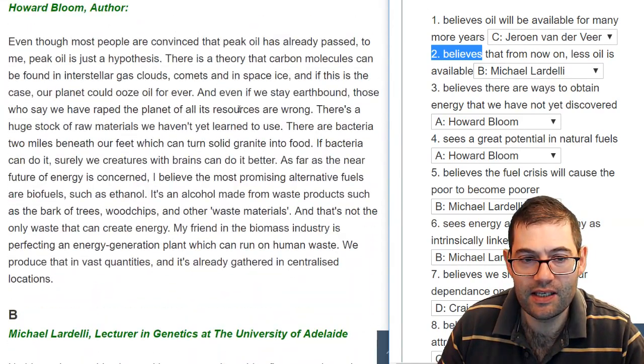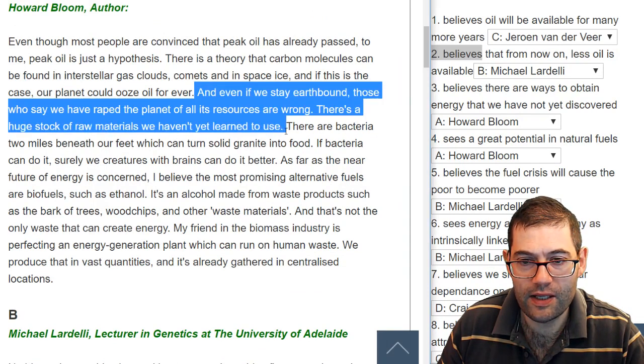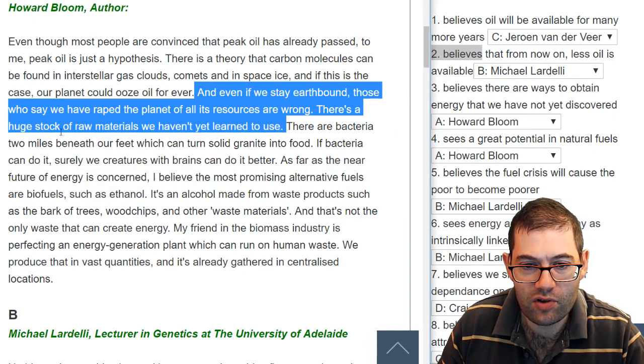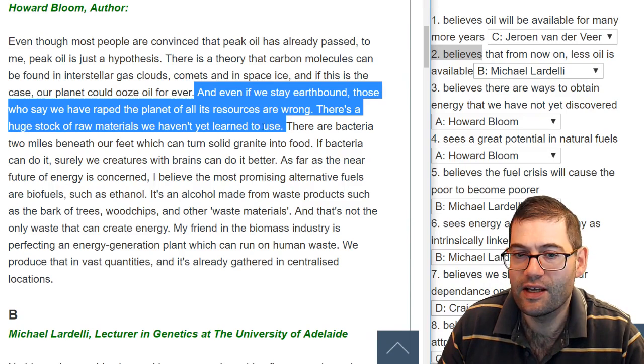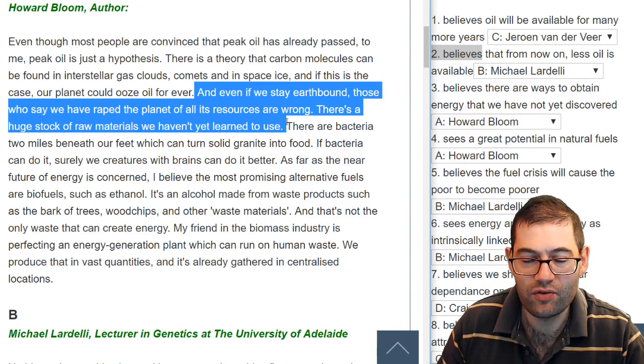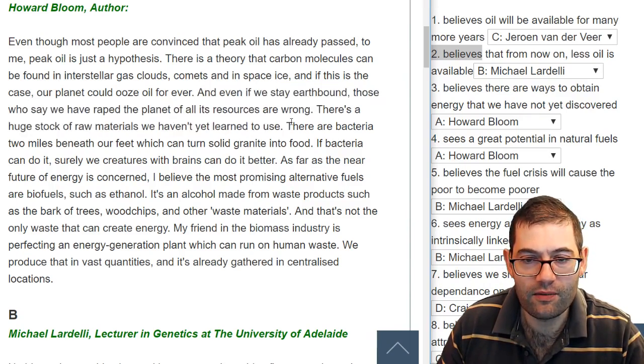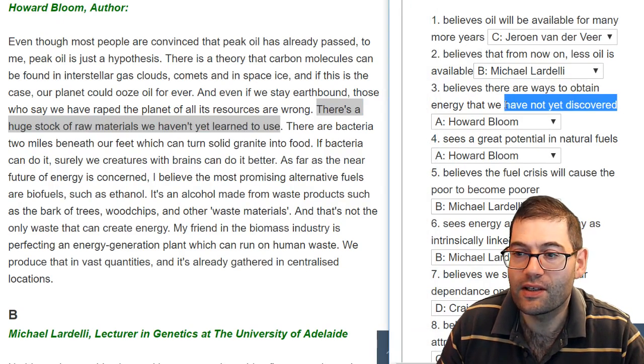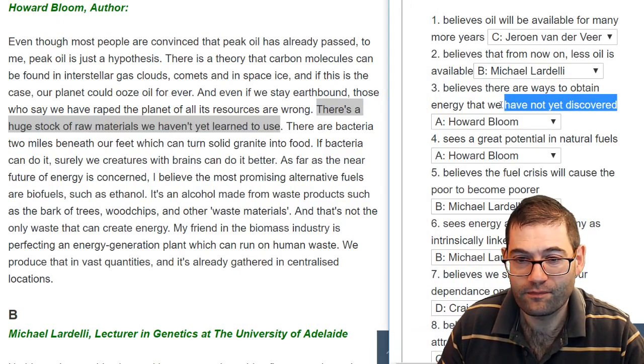So we can see that here, and we can set the answer up here. And even if we stay earthbound, those who say we have raped the planet of all its resources are wrong. There's a huge stock of raw materials which we haven't yet learned to use. So, in other words, we don't know it's there. We haven't discovered it yet, which links to this.